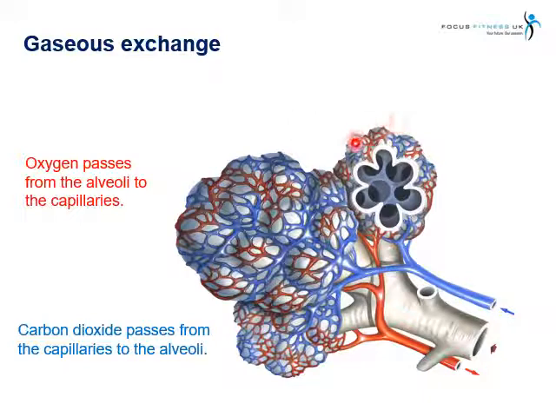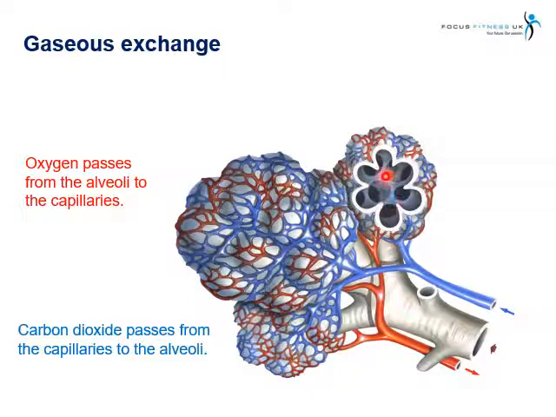You can talk about gaseous exchange. So as air is passed down, it goes through the pharynx, larynx, trachea, bronchi, bronchioles and alveoli. And here is the air at the moment in here. You can see that there's lots of capillaries around these alveoli, and obviously this is where the gas exchange is going to happen.